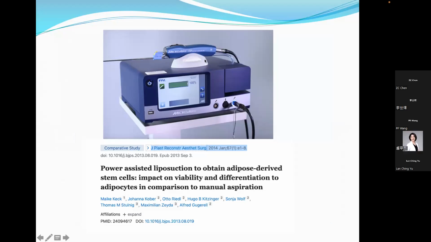There is one paper published in PRS in 2014 showing that power assisted liposuction, so-called MicroAire, has comparable viability and differentiation compared to manual aspiration. This can speed up your surgery and give a smoother abdomen, because the vibration will help smooth the abdomen.